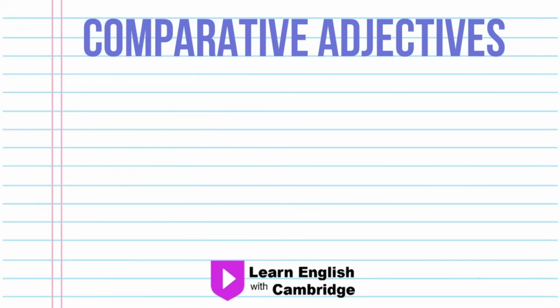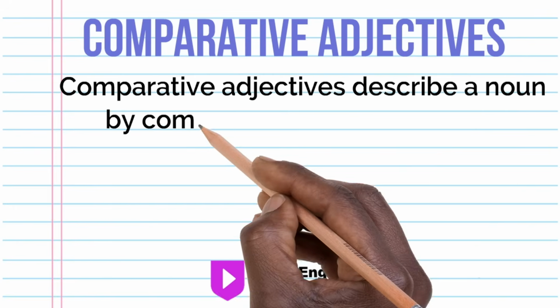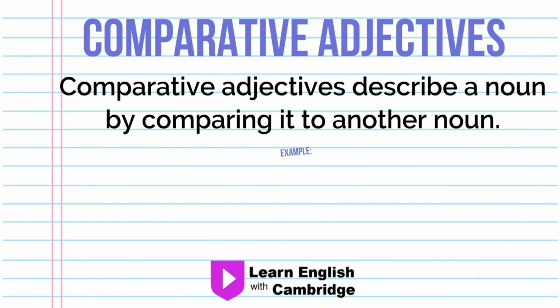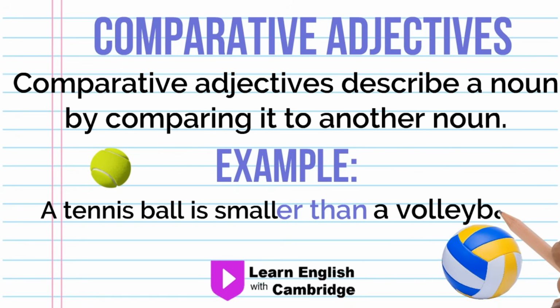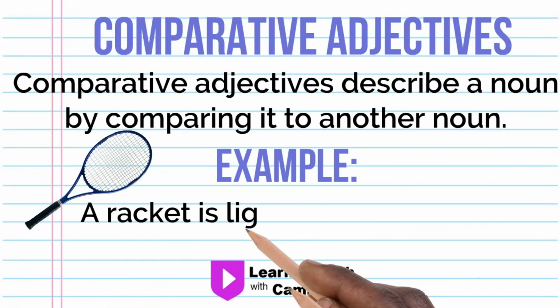Remember, we use comparative adjectives to describe a noun by comparing it to another noun. For example, a tennis ball is smaller than a volleyball. A racket is lighter than a bat.